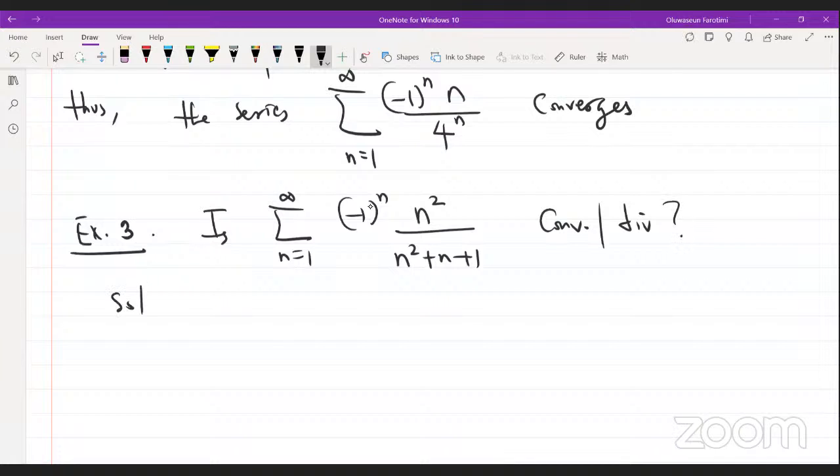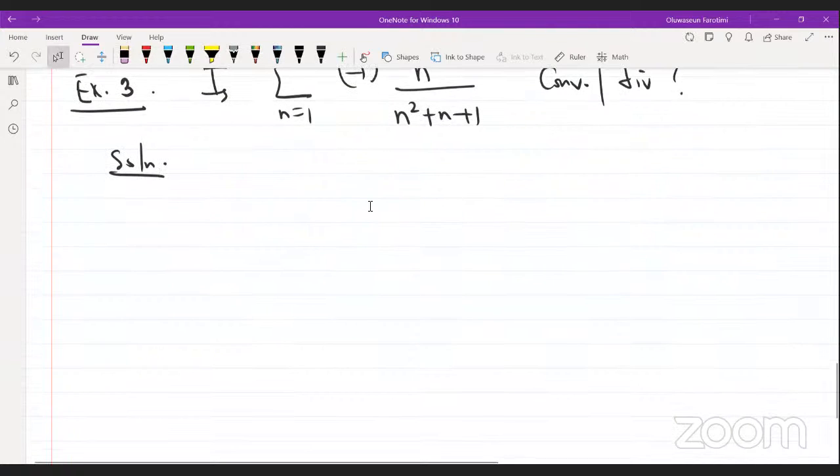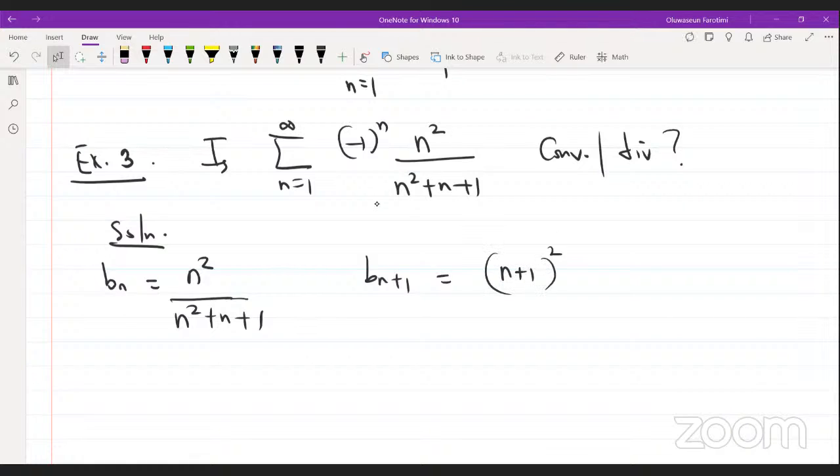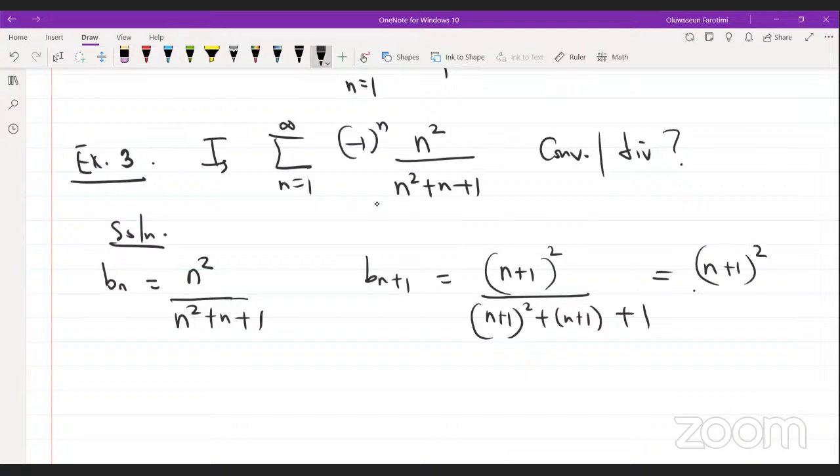Okay, so solution. Bn, what is my Bn? I have to be able to identify Bn. That's this part: n squared over n squared plus n plus 1. Now, how do I know Bn plus 1? Whenever I have n here, plug in n plus 1. So that means I have (n plus 1) all squared, divided by (n plus 1) all squared plus n plus 1 plus 1. If I'm going to write this another way around, it can be something like this: (n plus 1) all squared plus n plus 2.